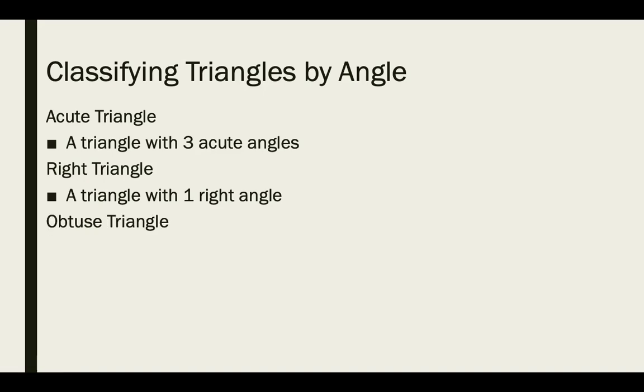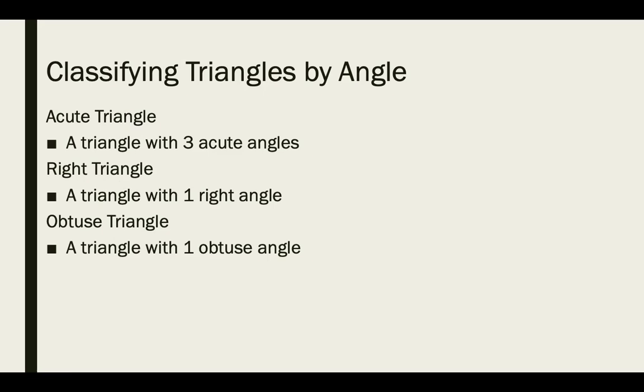Same thing with an obtuse triangle. An obtuse triangle has one obtuse angle. The other two will be acute. So all 3 are acute in an acute triangle, and in a right triangle and obtuse triangle, we still have 2 acute angles, but one of them will be right and one of them will be obtuse.